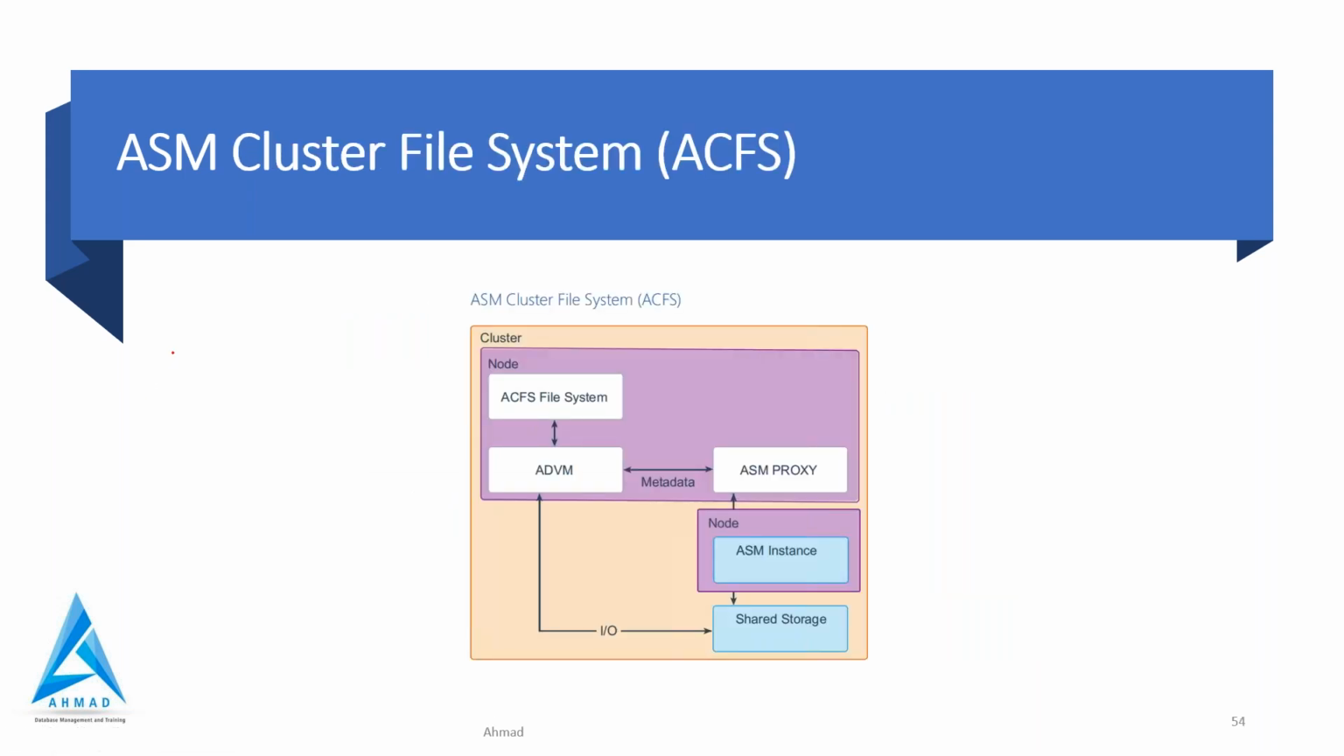And ACFS, the cluster file system, as I said, extends Oracle ASM functionality to support all customer files. So ACFS presents a mountable file system to any cluster node that can access ASM. So if you see, there is the ACFS file system, and then ADVM, then IO for shared storage, then this ASM instance, ASM proxy, and then metadata transferred between ADVM and ASM proxy.